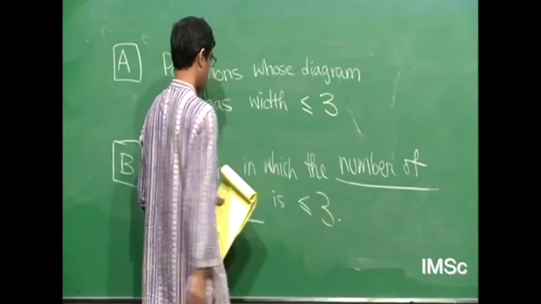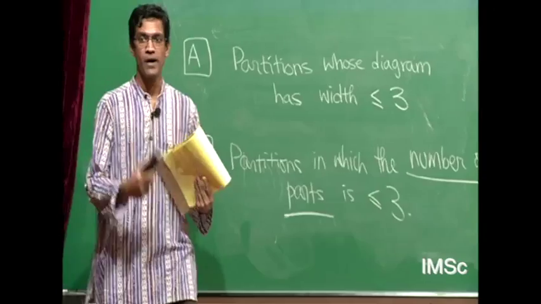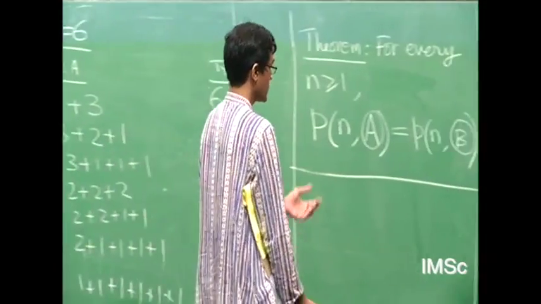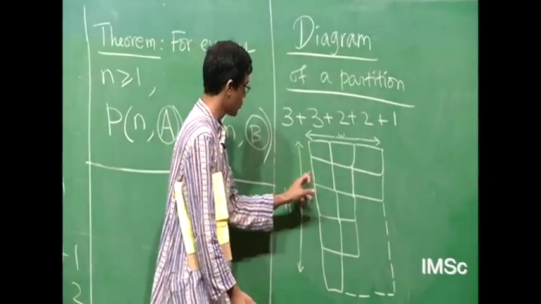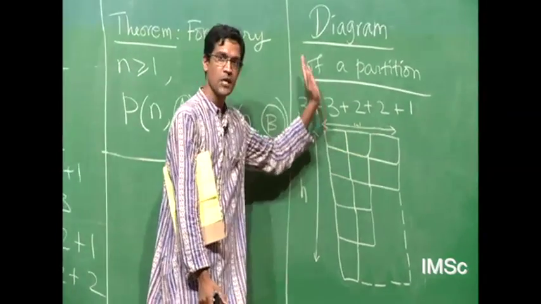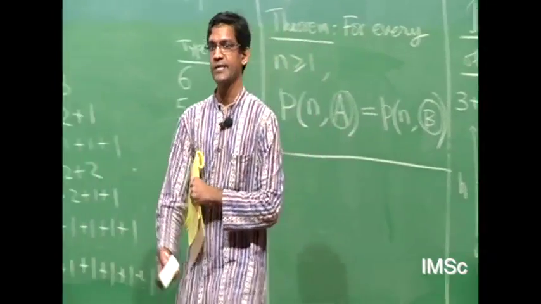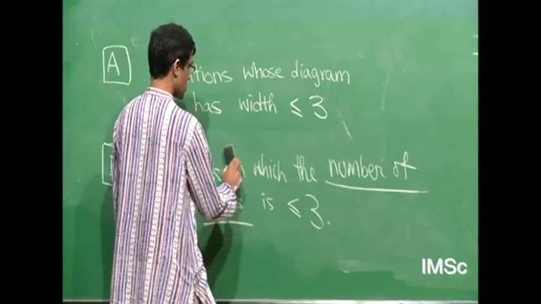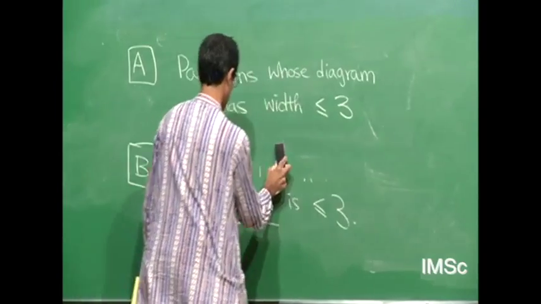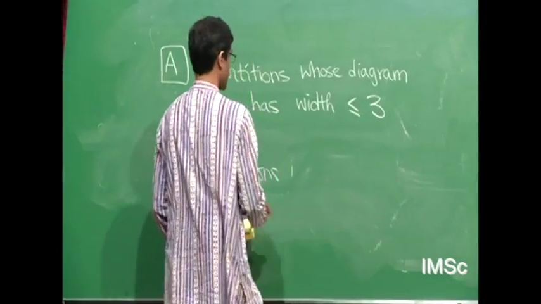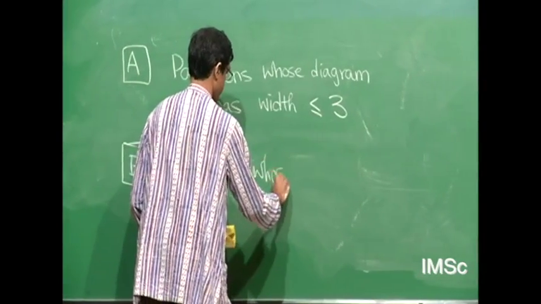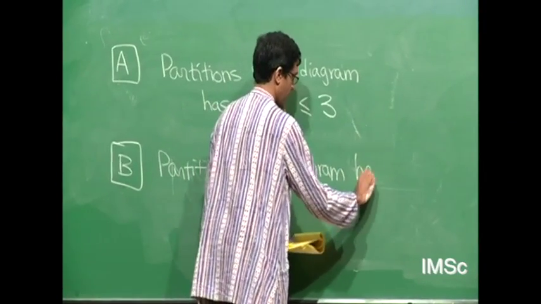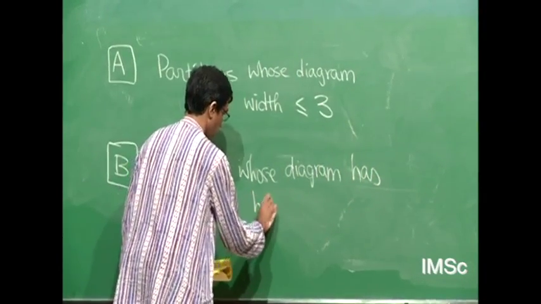Okay, and what about type B? Partitions in which the number of parts is exactly the height, right? Because here there are 5 parts, which means there are 5 boxes in the first column. So the height is exactly the number of parts. So we rephrase this as partitions whose diagram has height at most 3.